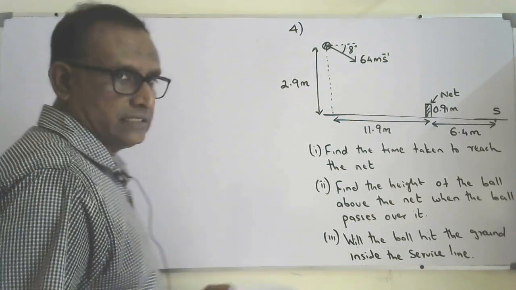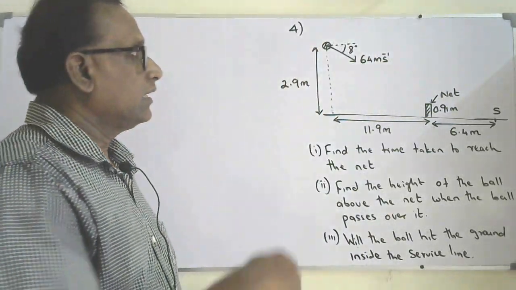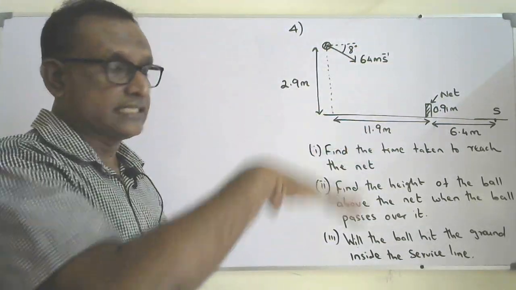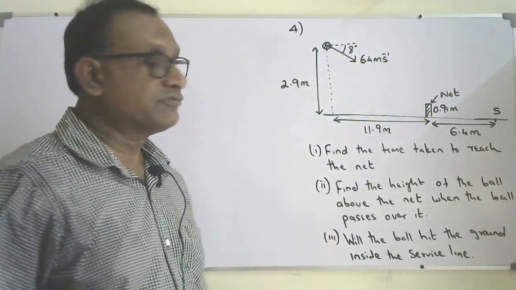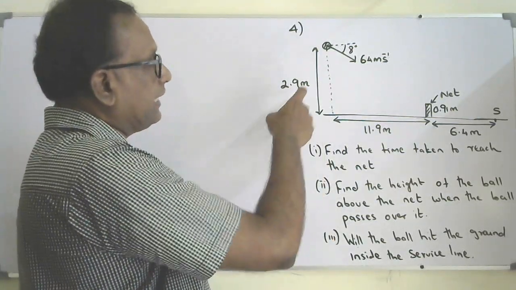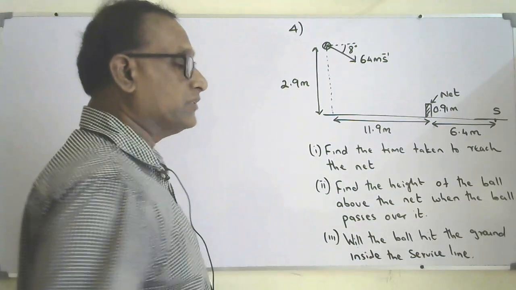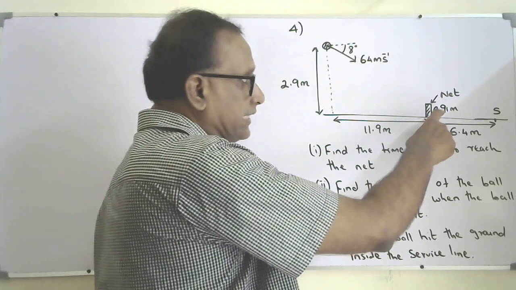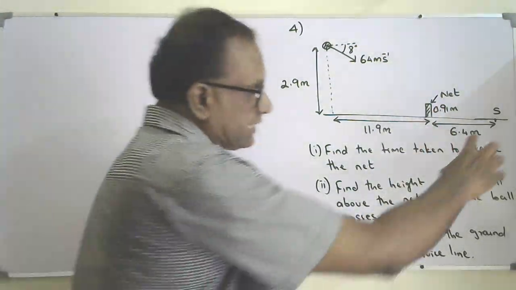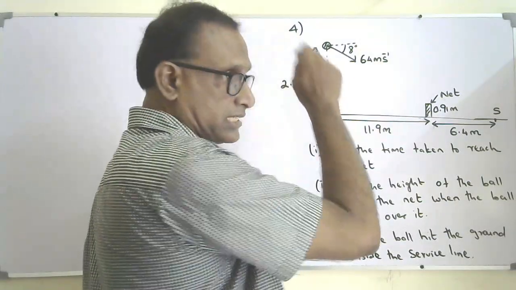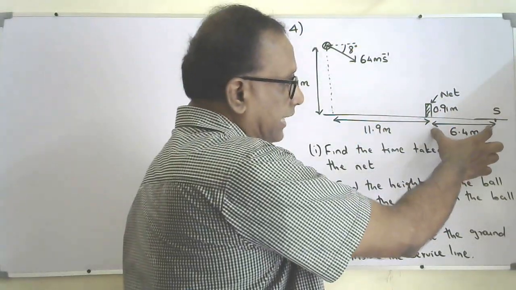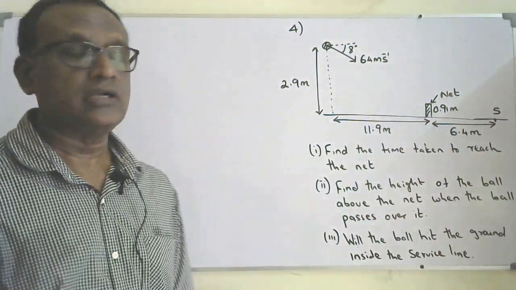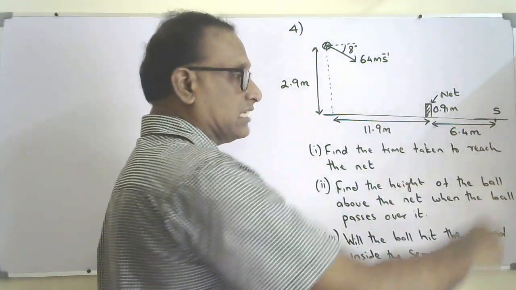Okay, the fourth question, in which a tennis player hits a ball at an angle of 8 degrees downwards from the horizontal at a velocity of 64 meters per second, and the ball was hit at a height of 2.9 meters above the ground. The height of the tennis net is 0.91 meters, and on the other side, from the player who is doing the service, there's a line called the service line, which is at a distance of 6.4 meters from the net. So the ball during service should fall within the service line.